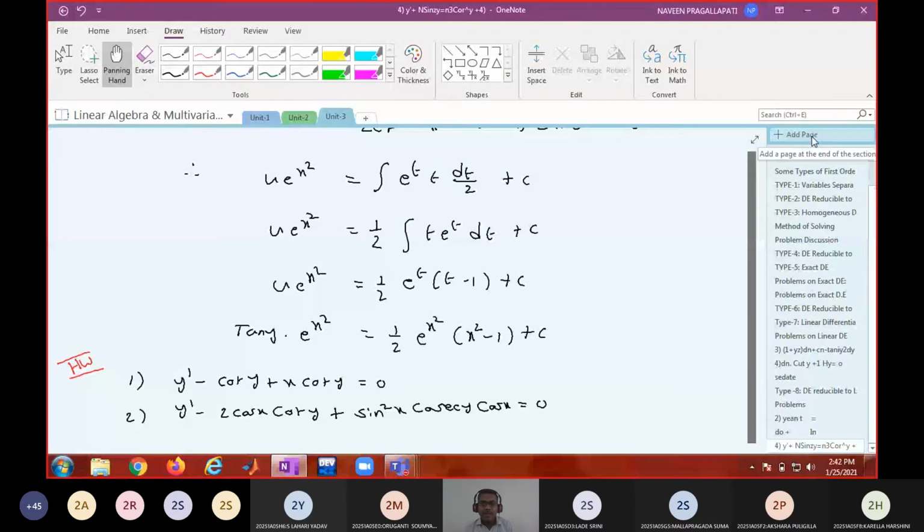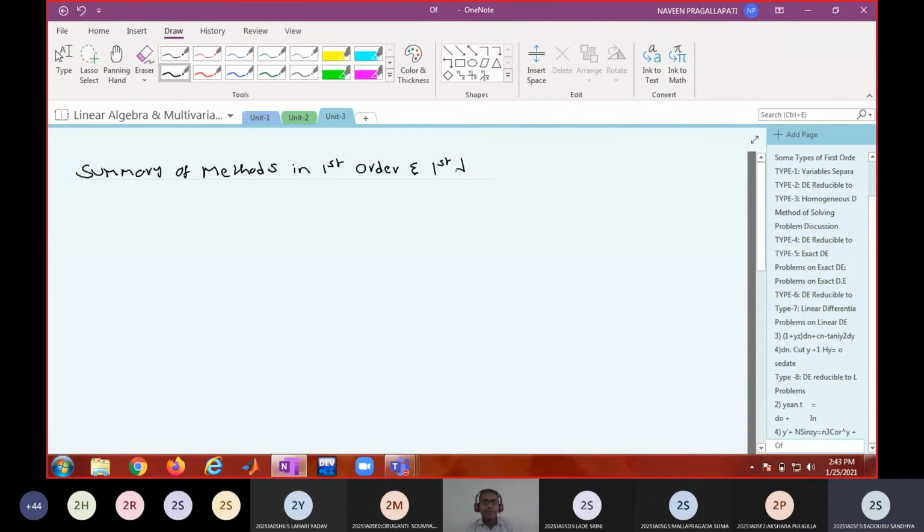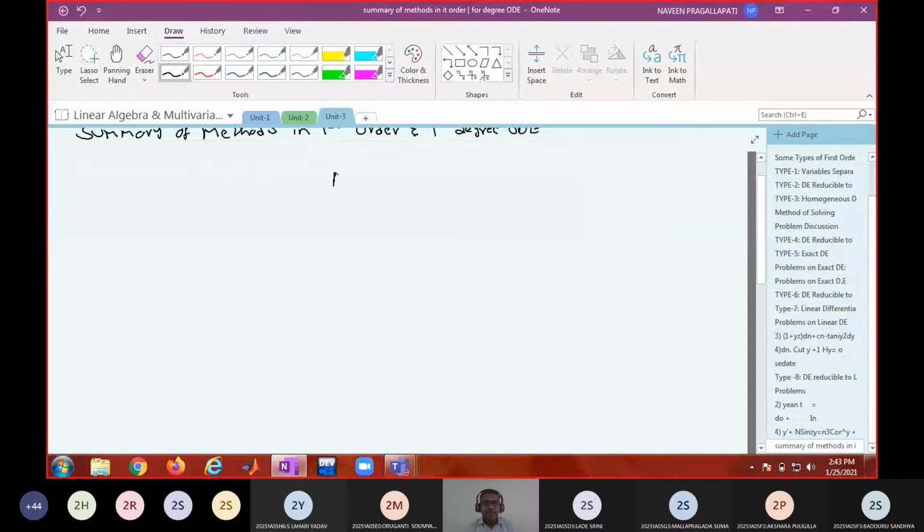Now I shall give you a summary in the form of a tree diagram. What is the general form of a first order first degree differential equation? y dash equal to f of x, y. What is the other form? M dx plus N dy equal to 0. So, summary of methods in first order first degree ODE. The general form is M dx plus N dy equal to 0. Mostly you will see differential equations like this.